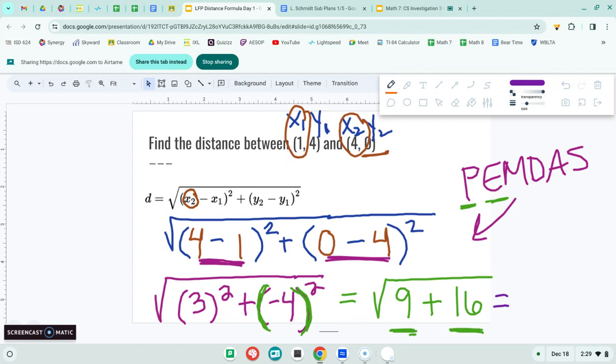After that, we don't have any multiplication or division, so now I move on to my addition and subtraction. I'm going to do 9 plus 16, so I get 25. And then the square root comes last. So my distance between those 2 points is 5 units.